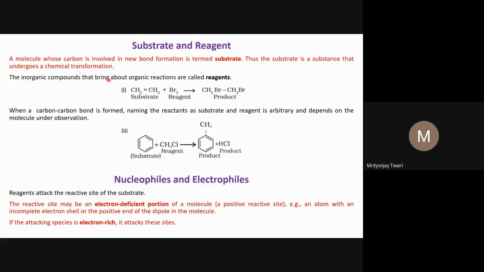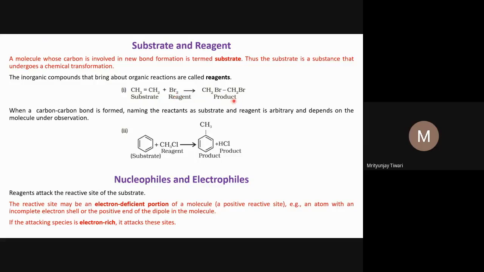The inorganic compounds that bring about the organic reactions are called reagents. So usually inorganic compounds that bring about these organic reactions are called reagents. For example, this is an ethylene molecule, and bromine is undergoing addition on this ethylene molecule. This is Br2, so one bromine goes to this carbon, another bromine goes to this carbon, and this double bond will become a single bond. In this case, bromine is an inorganic molecule, and ethylene is an organic molecule.